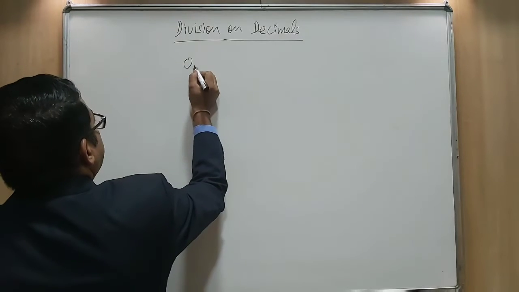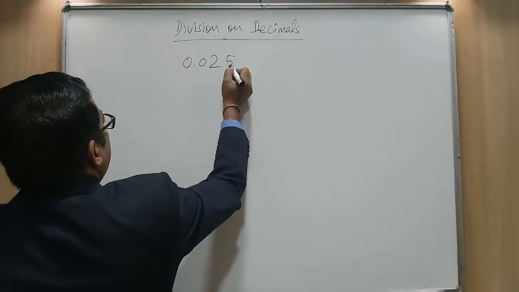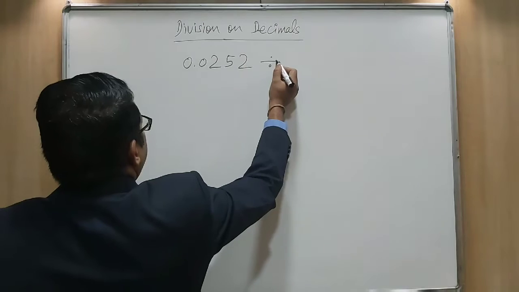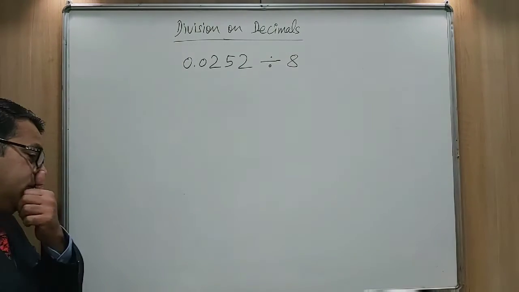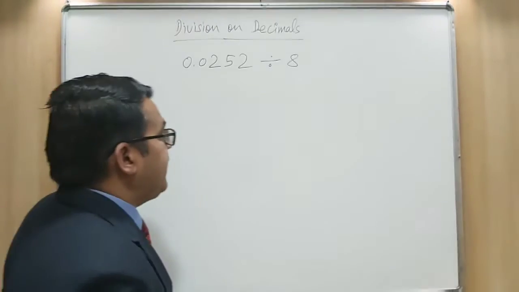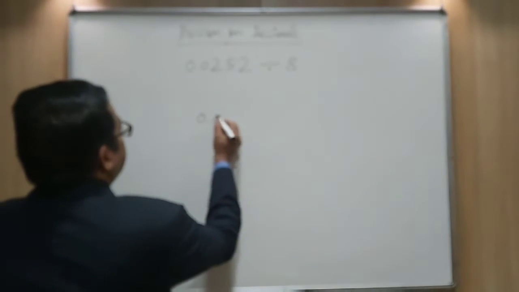Now another number I am taking here. This time I am taking 0.0252 and I am dividing it by 8. 0.0252 divided by 8. How can we divide? Let's see.